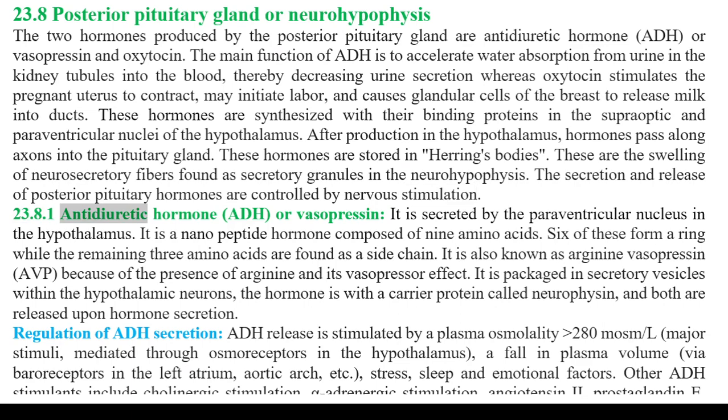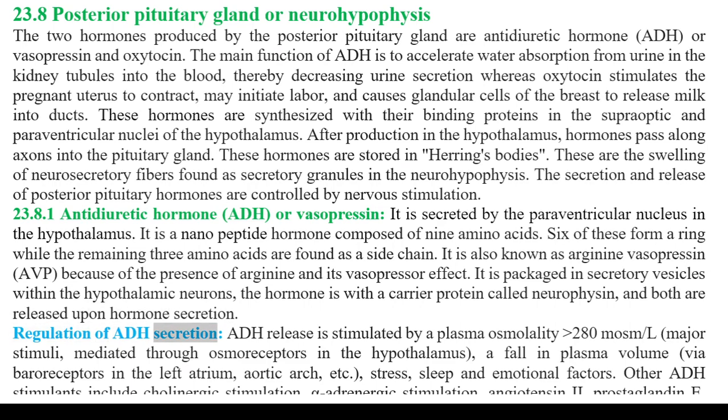23.8.1 Antidiuretic hormone, ADH, or vasopressin. It is secreted by the paraventricular nucleus in the hypothalamus. It is a nonapeptide hormone composed of 9 amino acids. 6 of these form a ring while the remaining 3 amino acids are found as a side chain. It is also known as arginine vasopressin, AVP, because of the presence of arginine and its vasopressor effect. It is packaged in secretory vesicles within the hypothalamic neurons. The hormone is bound with a carrier protein called neurophysin, and both are released upon hormone secretion.